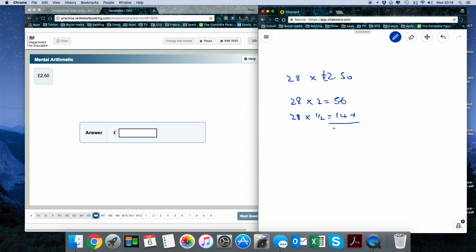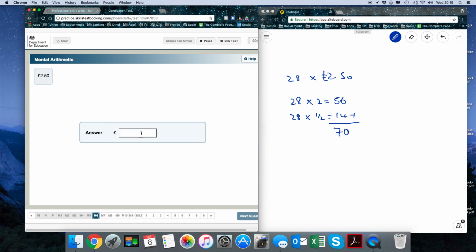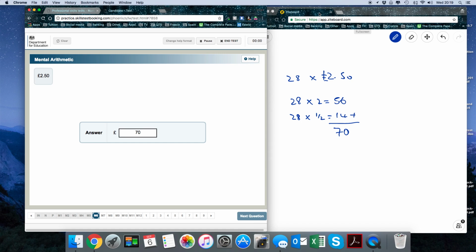Okay, it's exactly the same as the last question. It's a 2.5 method. I do 2 lots of 28, it's 56. Half of 28, because 50p is half of a pound. Okay, add the 2 together. We've got a final answer there of 70 quid.